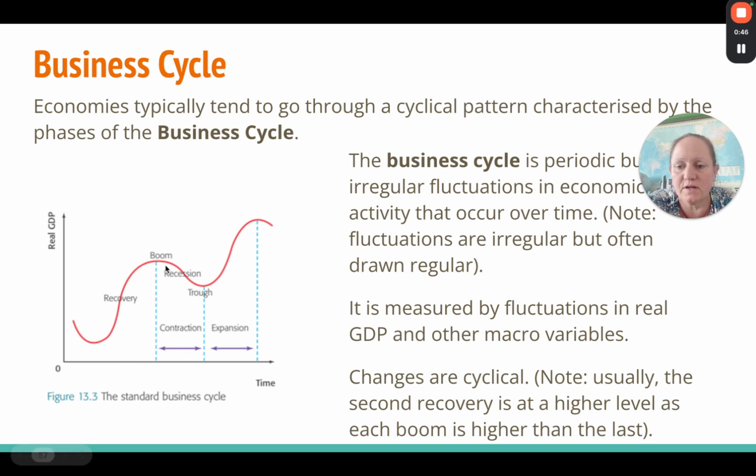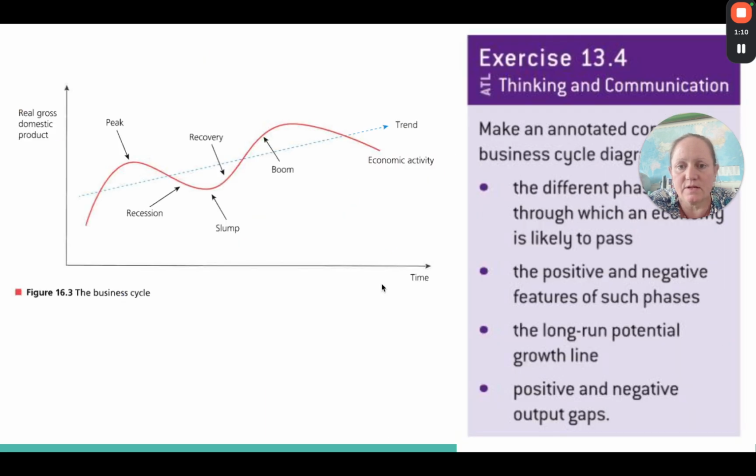A contraction of the economy, where the economy is slowing down, is the period from a boom to a trough, or a recession, or depression. And then from the depression to the next peak is the expansion, when the economy is getting bigger. The second recovery is usually at a higher level than the first, but that doesn't necessarily have to be the case. You can see here that there's a general trend over time of upward movement, of increase of real GDP.